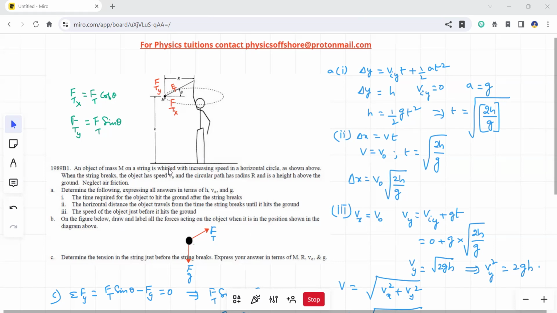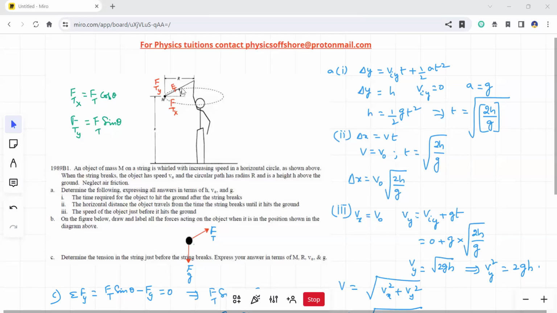Obviously, this FRQ is based on uniform circular motion. Here he is asking us to draw the free body diagram for the object when it is here. That point is given to us. Therefore, the tension is acting in this direction. The person is holding the object with the string. The object is tied to the string and the person is whirling the object. Therefore, the tension is acting along the string and then gravity acting downwards. These are the forces acting on it.